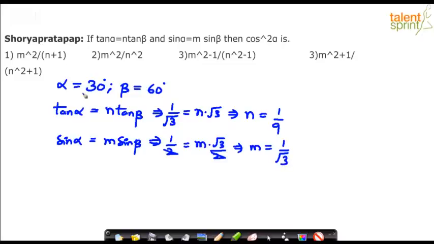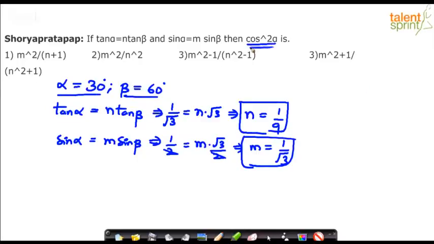So basically, by taking alpha as 30 and beta as 60, we have calculated the values of n and m. Now substitute the same values of n and m in all the options and check which one satisfies. What is he asking us to find out? Cos square alpha. What will be cos square alpha? Cos square 30. Yes or no? Because alpha is equal to 30. What is cos 30? Root 3 by 2. Right? Root 3 by 2 whole square will be 3 by 4.